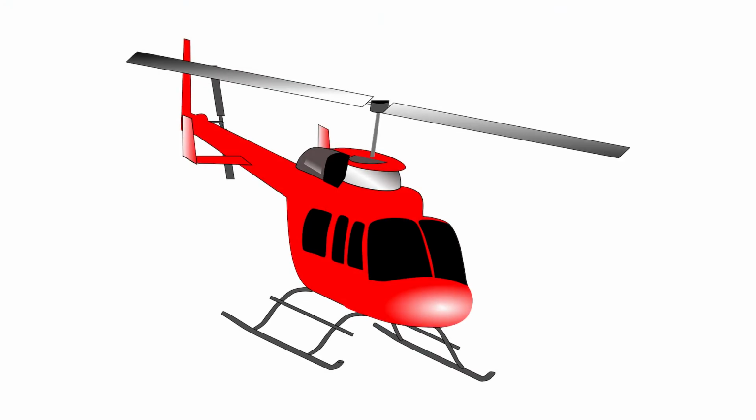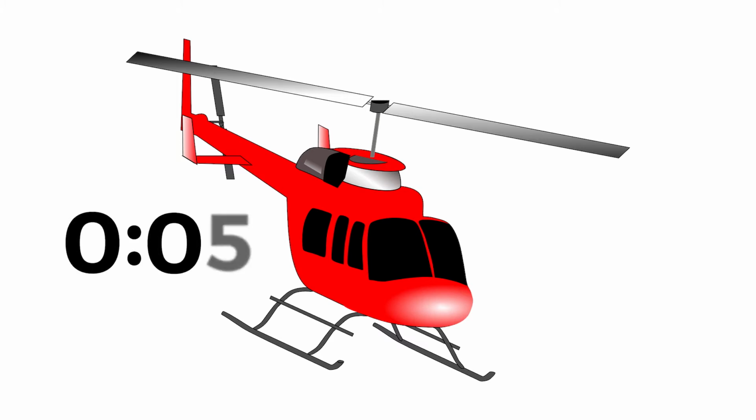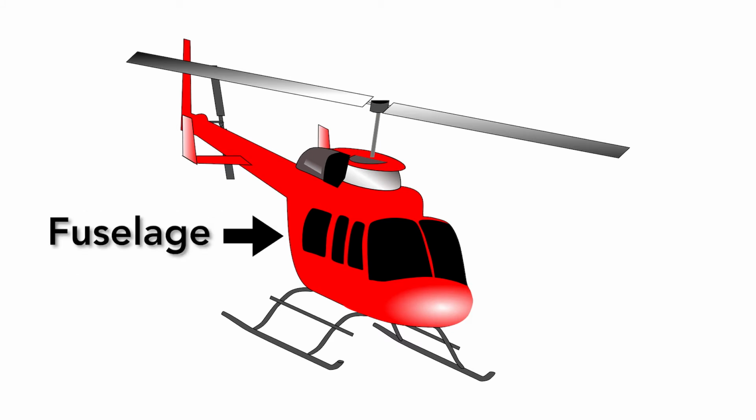Take a look at this picture of a helicopter. Can you name some of its parts? Take some time to explore with your class now. Fuselage. This is the body of the helicopter. This can hold the crew, passengers, and cargo.